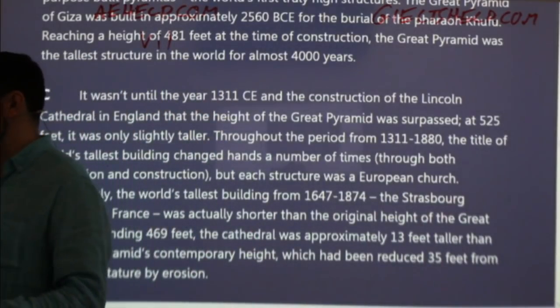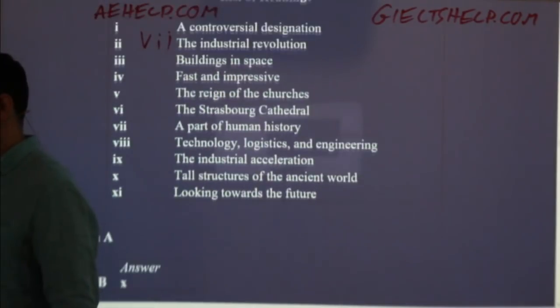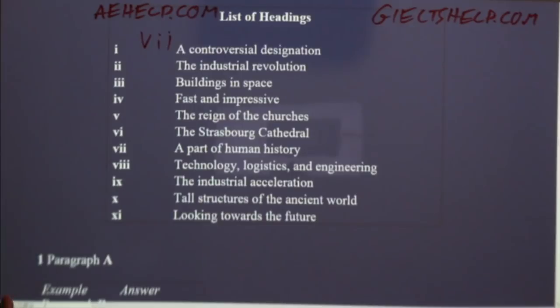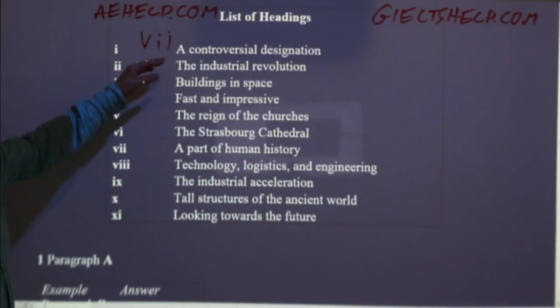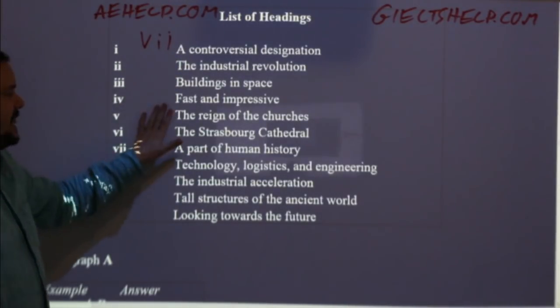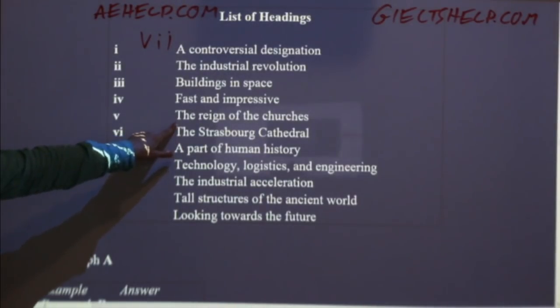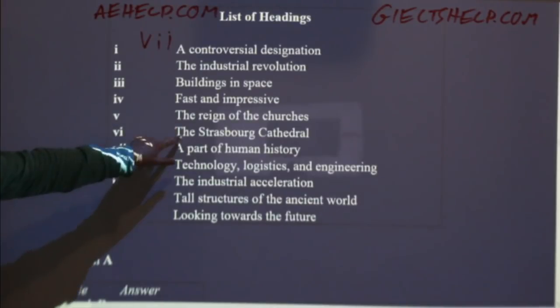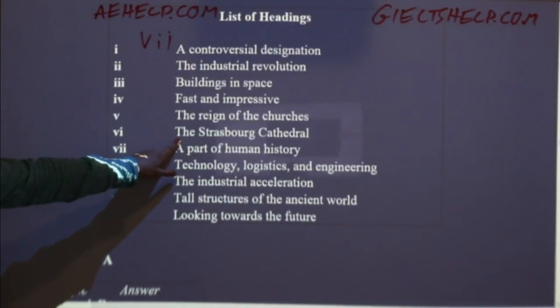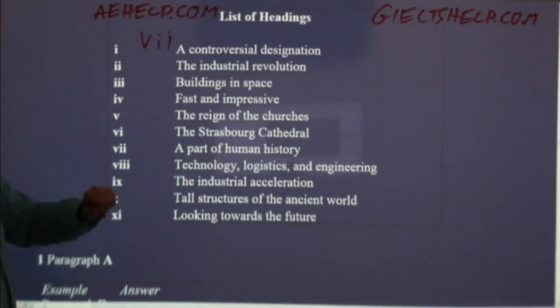Let's see if something matches with that answer. So what is it about? It's about European churches being the tallest buildings for roughly 500 years. Controversial designation, no. Industrial Revolution, no. Buildings in space, no. Fast and impressive, no. The reign of churches, ooh, that looks pretty good. The Strasbourg Cathedral, maybe. A part of human history, no. Technology, logistics, no. The industrial acceleration.